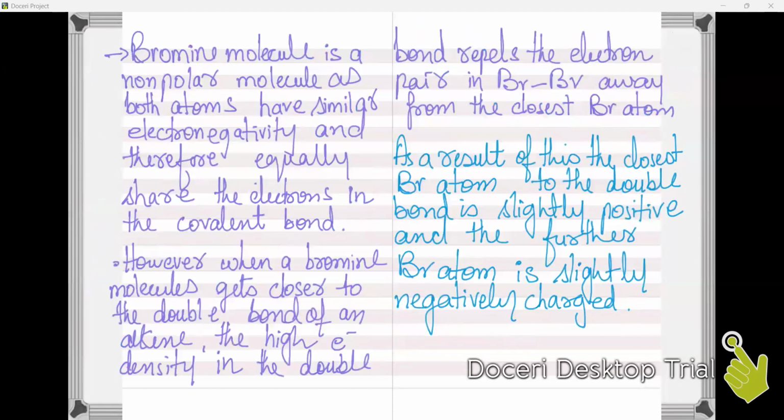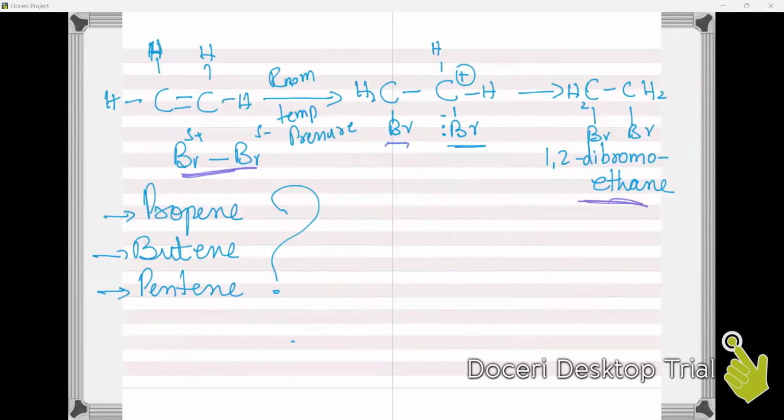That's how the reaction happens. So this is the detail in words. You can always pause the video and read it as a further explanation of what I've just explained to you.